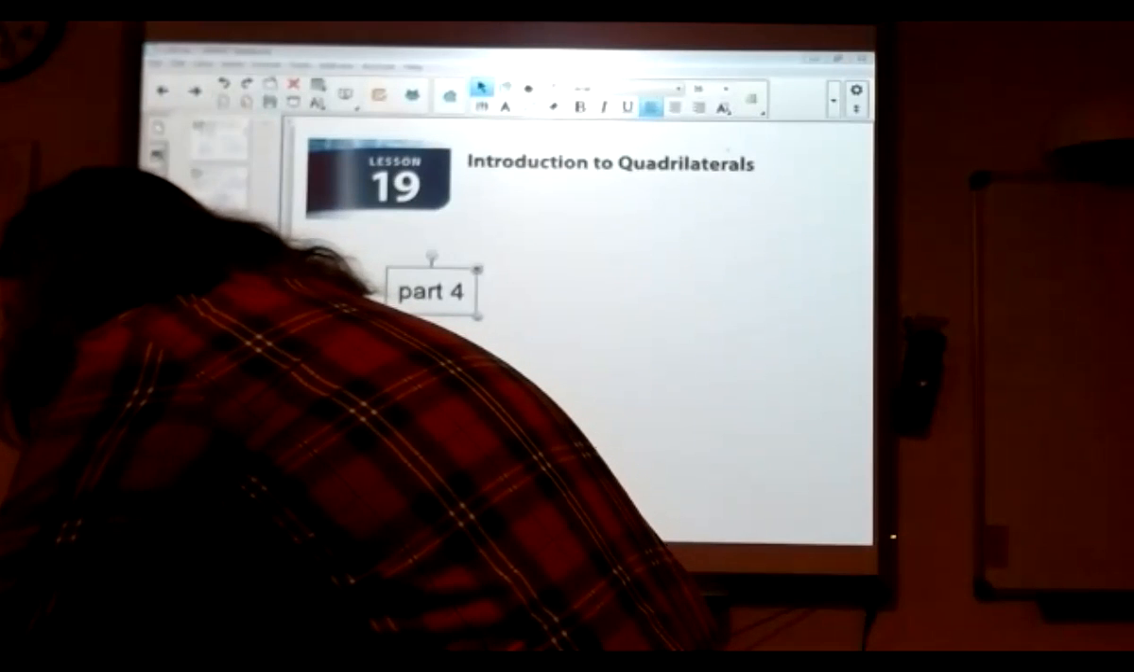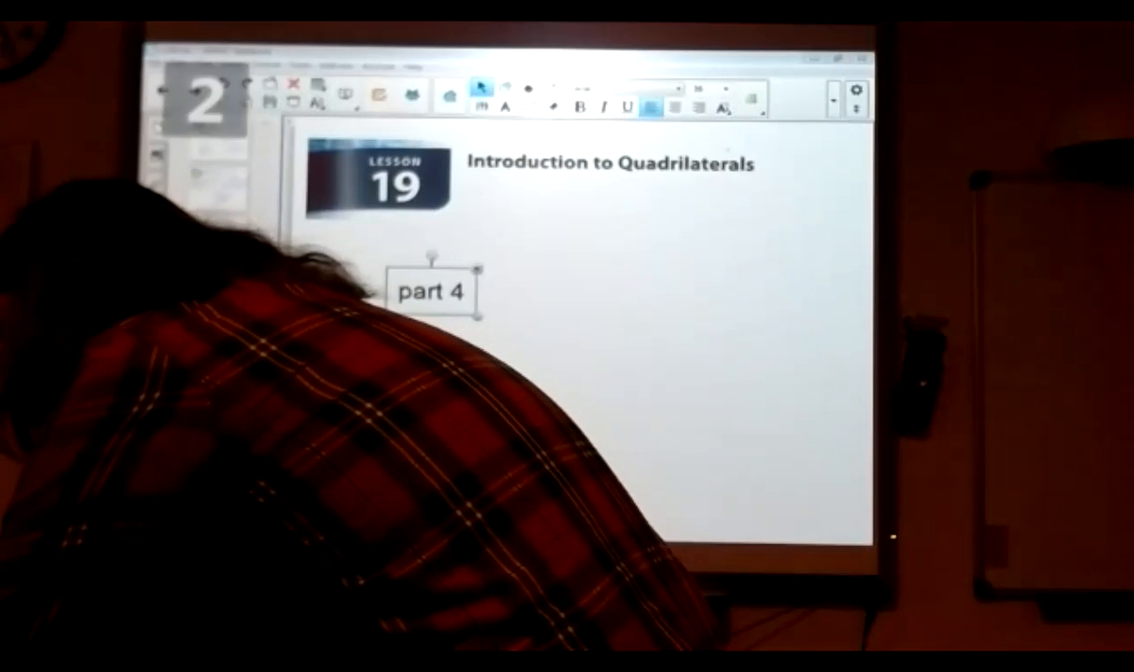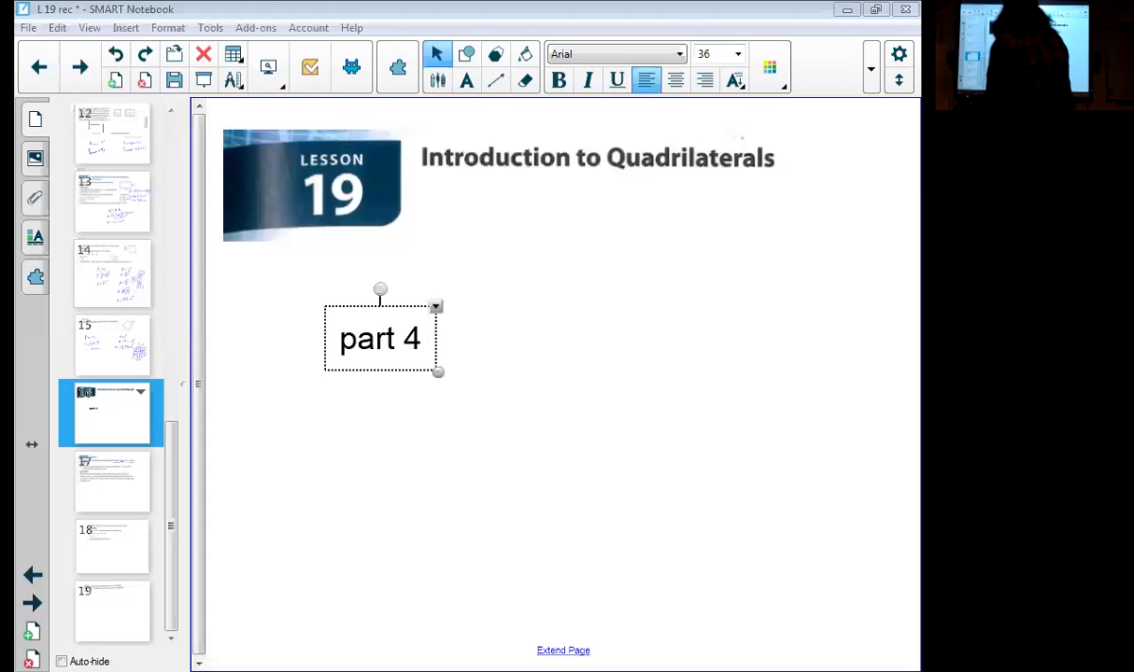We are continuing lesson 19 with part 4. Lesson 19 is, of course, Introduction to Quadrilaterals.